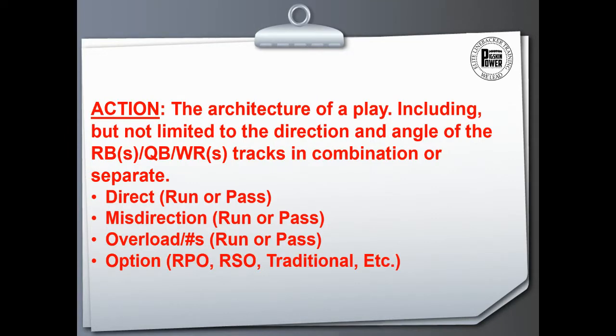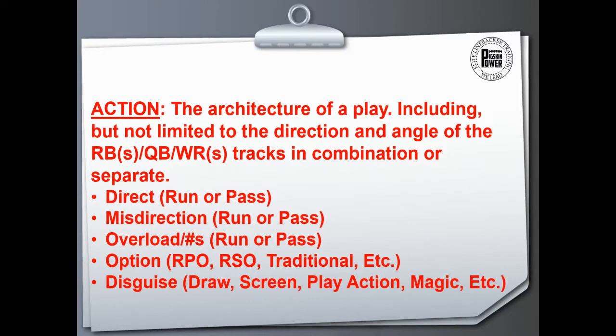The fourth are options. These could be pre-snap or post-snap options. Option meaning the quarterback has the option of how the ball is going to be distributed by what he sees take place on the defensive side of the ball. So we have run pass options, run screen options, traditional veers, dive options, et cetera.